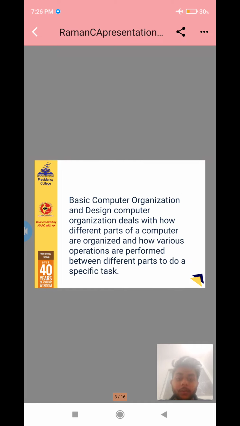Basic computer organization and design. Computer organization deals with how different parts of a computer are organized and how various operations are performed between different parts to do a specific task. So this is what is written here: basic computer organization and design. Organization deals with how different parts of a computer are organized and how various operations are performed between different parts to do a particular task.